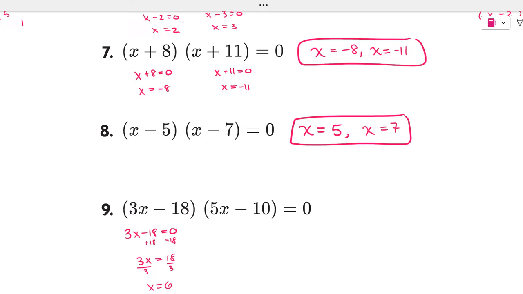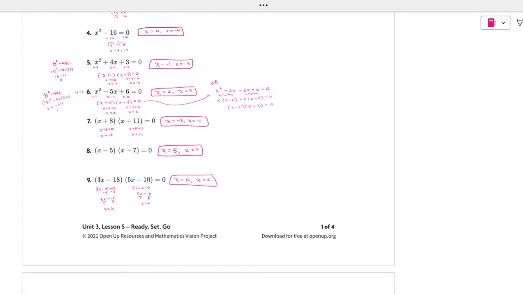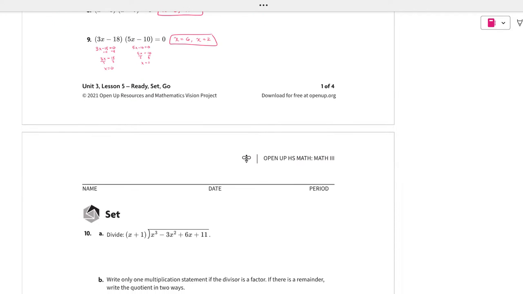Now I actually could have factored out a greatest common factor as well and factored out a 3 from the first set of parentheses and a 5 from the second. But because this is already factored, it's just as quick to go ahead and solve both of these as little linear pieces. So I move the 10 over to make it positive, divide by 5, so I get x equals 2. So my two possible solutions are x equals 6 or x equals 2. Both would be solutions to that quadratic. So that's number 9. Let's jump down to our set questions.